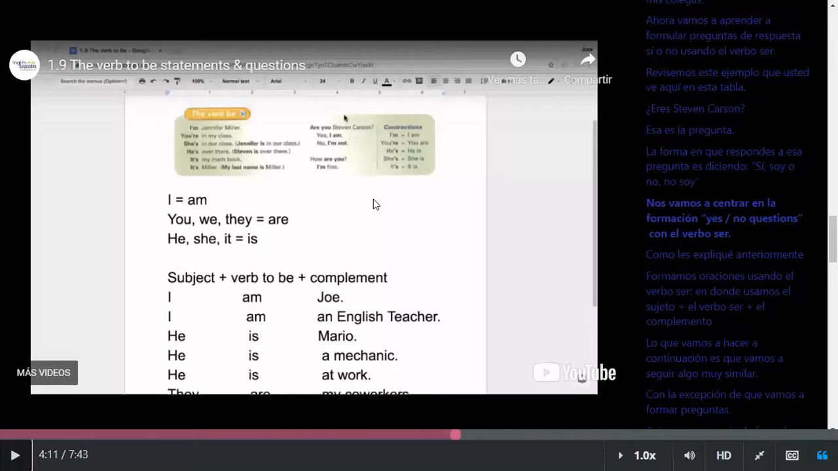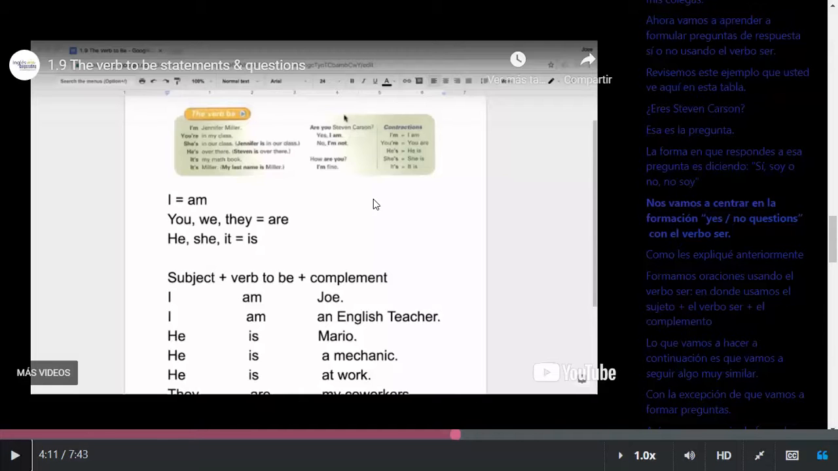Affirmative. Yes, he is. Ahí yo sería Mario. Yes, he is Mario. Yes, ya no es I am, right? Yes, he is. Porque ya es third person. Puedo decir yes, he is Mario.